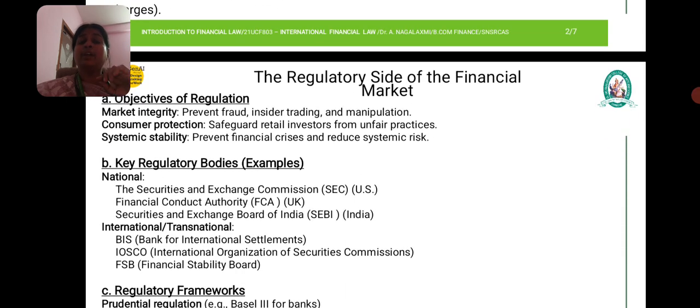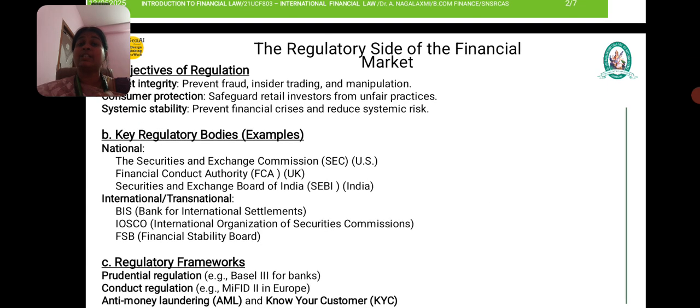Next, we are going to see the regulatory side of the financial market. The regulation should have some objectives. What are those objectives? Market integrity, consumer protection, and systemic stability. Market integrity is a very important objective, in order to protect the investors from fraud, insider trading and manipulation.